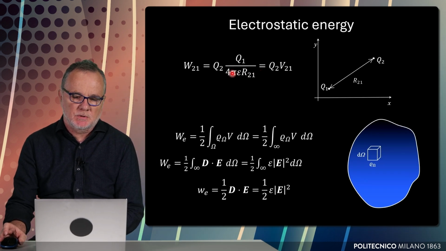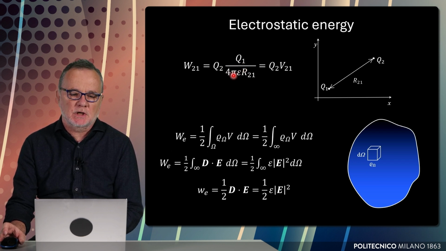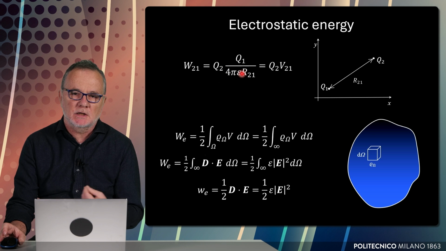This lesson is about electrostatic energy and capacitance. Let's first consider the energy required to build a system of two charges. This can be written as the product of the electrostatic potential due to charge number 1 times the value of charge number 2. And the electrostatic potential is the potential produced by charge number 1 at the position of charge number 2. So we have this expression for this energy.